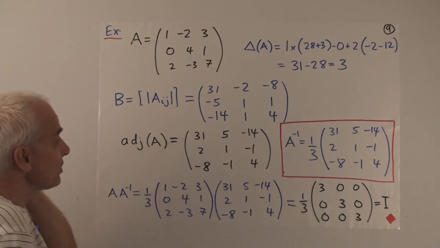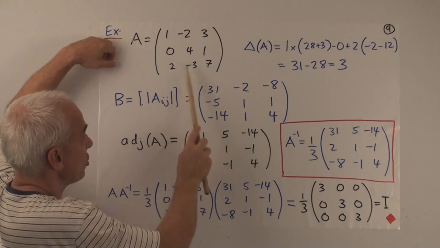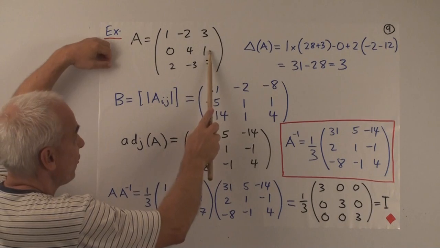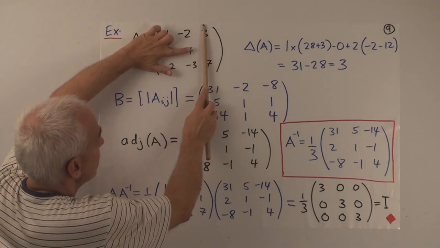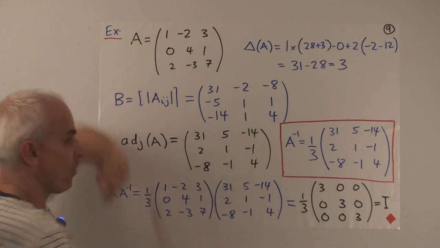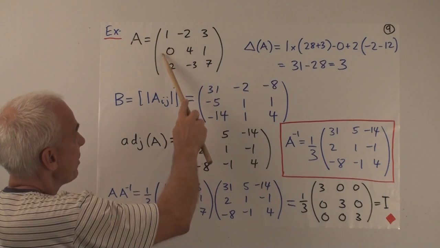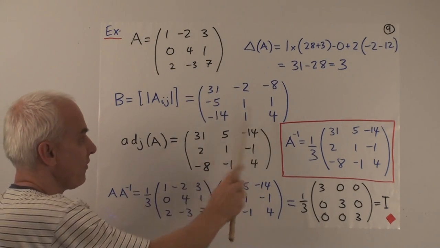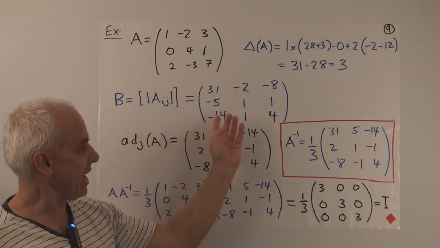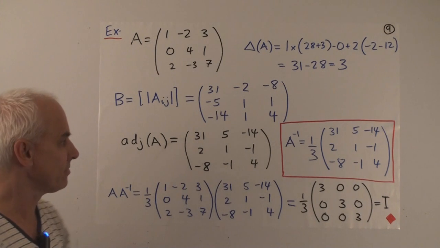And finally, going down to our last row, the minor here is this 2 by 2. Its determinant is 0 minus 8. This one is minus 3 plus 4. That's 1. And finally, this one here has this as its minor. 4 minus 0 is 4. So every minor has a determinant, and that determinant is sitting in the corresponding position there.